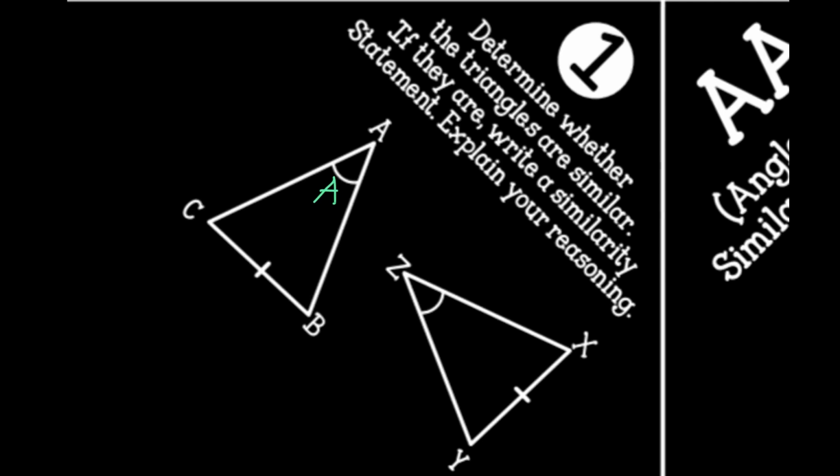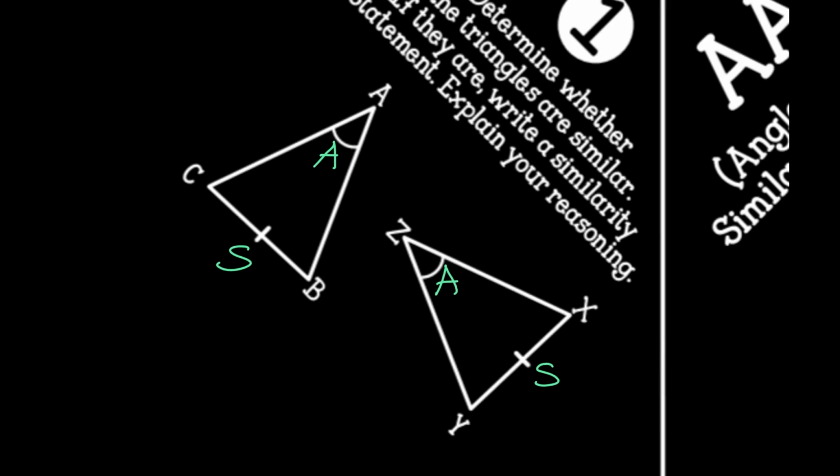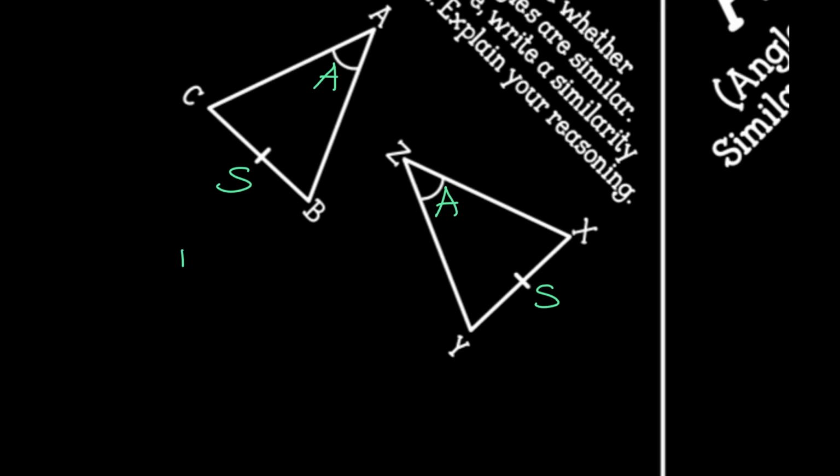So on this one I put an angle, Z, I put an angle, C, B, I put a side, and Y, X, I put a side. So how do these triangles read? AS. Is that a congruence postulate? Is that a similarity postulate? So what do you think I'm going to write here? Not enough info.